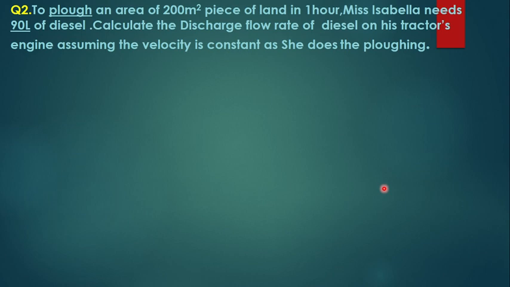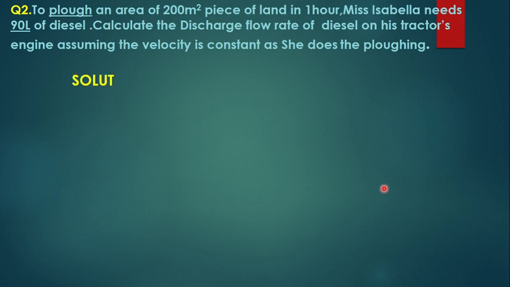It reads, to plow an area of 200 square meters of land in 1 hour, Miss Isabella needs 90 liters of diesel. Now calculate the discharge or flow rate of diesel on her tractor's engine, assuming the velocity is constant as she does the plowing. So we're assuming she'll maintain the speed. Alright, so let's go ahead.